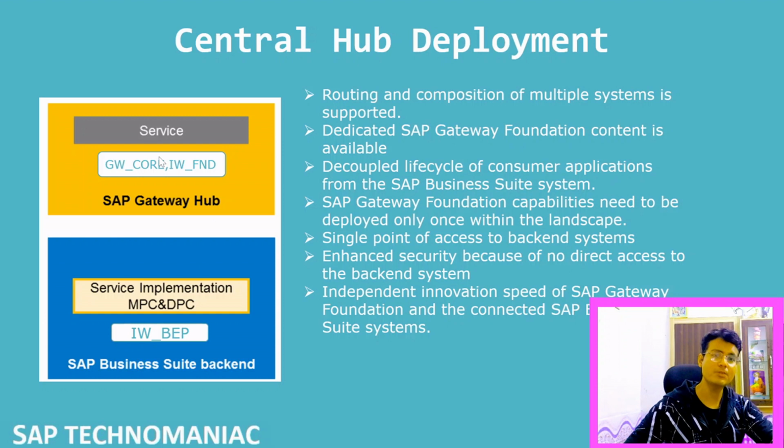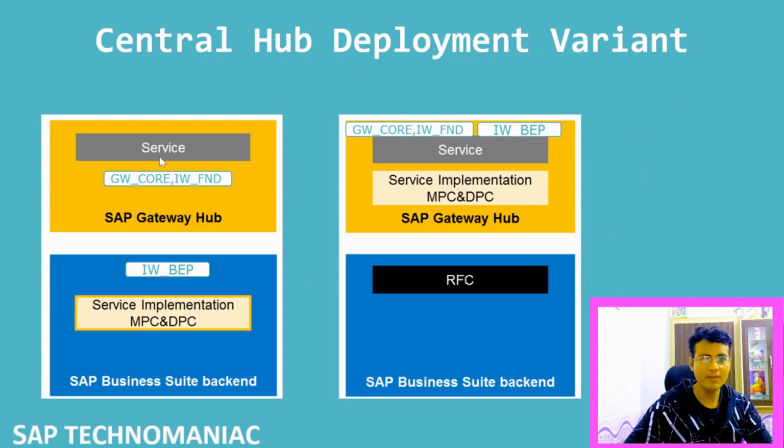But in this also, there are two flavors. First, suppose development is done in the gateway. Sometimes it is possible to do the development of our gateway services in the gateway hub system, irrespective of the data. We are maintaining the extra system, we have the gateway hub system. This is also central hub deployment. But instead of developing our service implementation and our services in the backend system, ECC or CRM, we are doing the development in the SAP Gateway hub system itself.